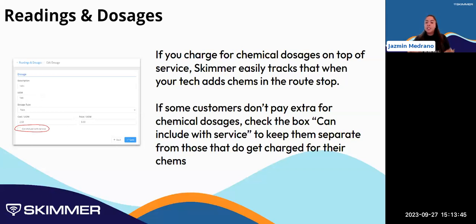So if you have a different pay model for your customers, you can keep those separate by clicking that can include with service box. You'll also notice that there is a cost box and a price box. The cost is what it costs you as a business owner for that tab. Let's say, for example, it's a tab that you're adding a dosage price for. What does it cost per tab? And then the price is what you are charging your customer per tab. Okay.